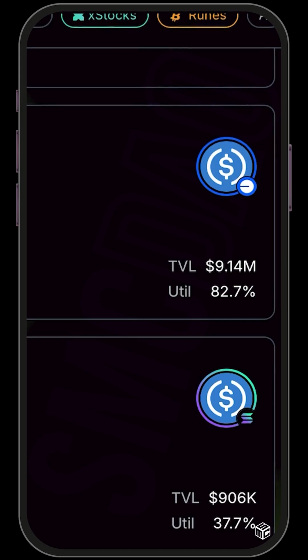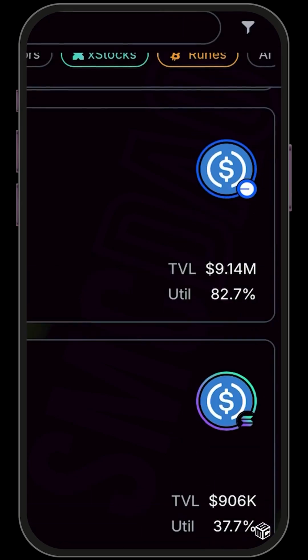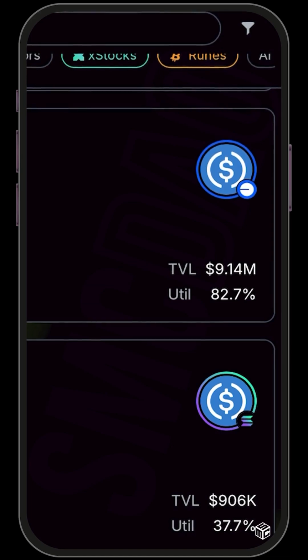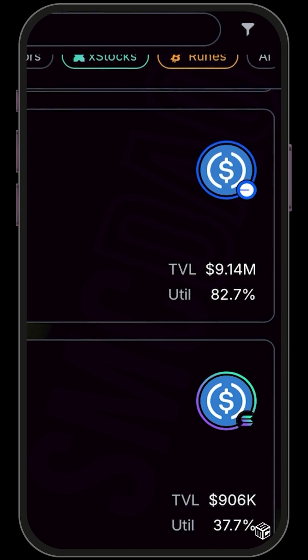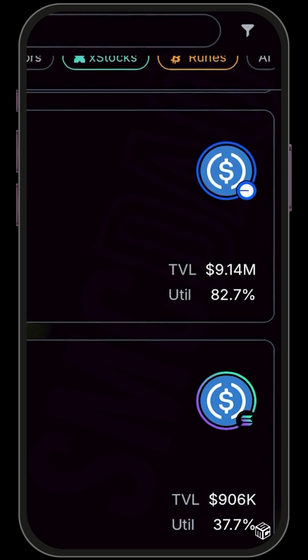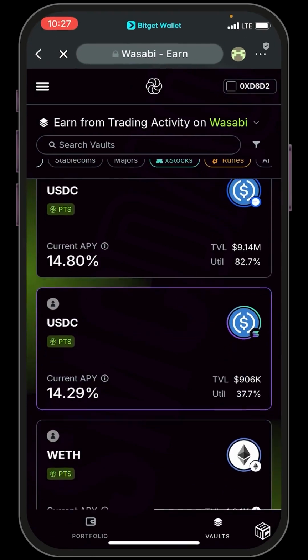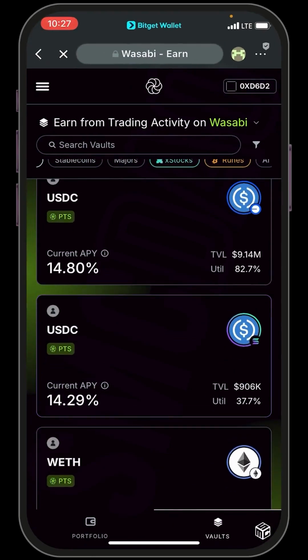Higher TVL means more trust plus more liquidity, while the utilization is 82.7%. So this shows how much of the vault's liquidity is being borrowed, staked, or deployed. Okay, so high utilization means high demand and vice versa, guys. That's Wasabi Protocol in a nutshell, guys.